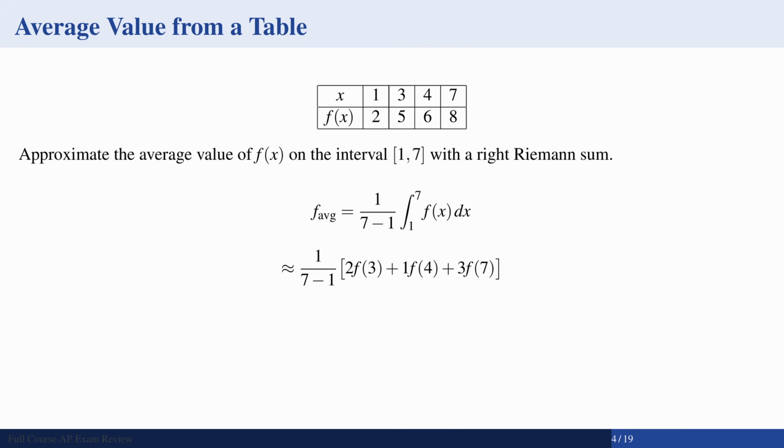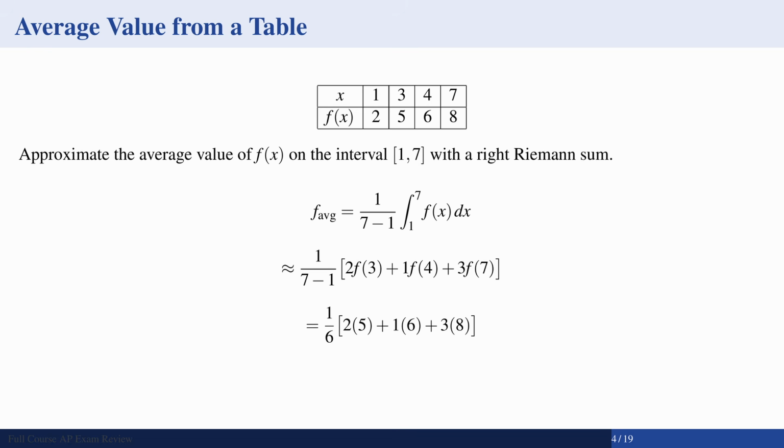I'm going to remember the 1 over 7 minus 1. And then if we're doing a right Riemann sum, our first delta x is 2. We're going to use f of 3. Our delta x is 1. We're going to use f of 4. Our delta x is 3. We're going to use f of 7. So I usually write that down.